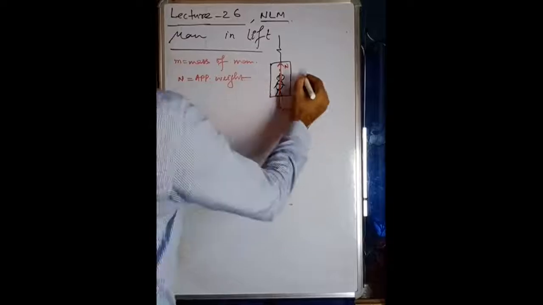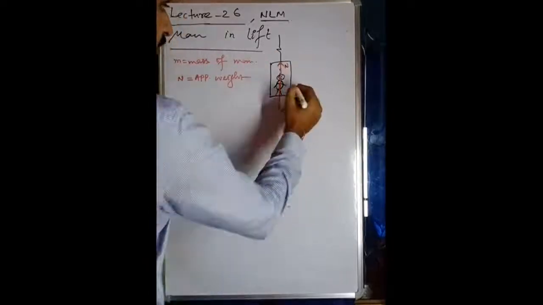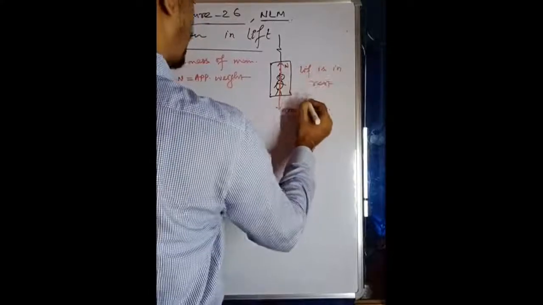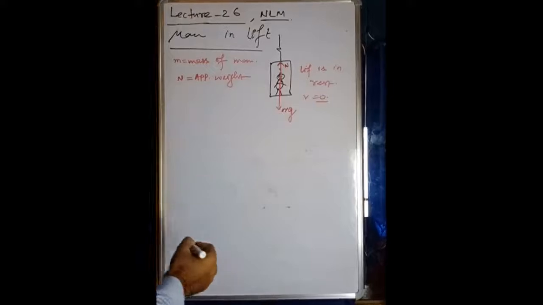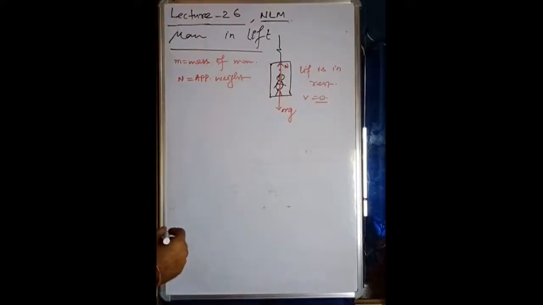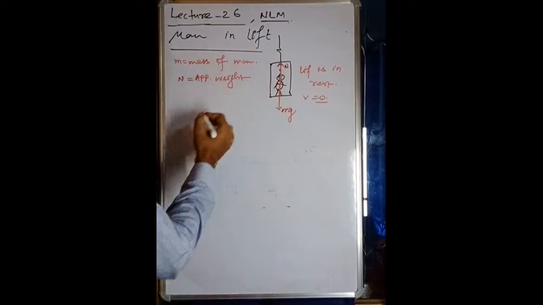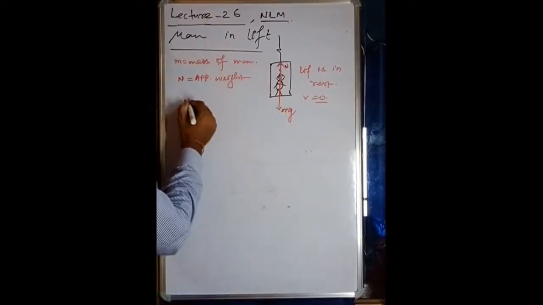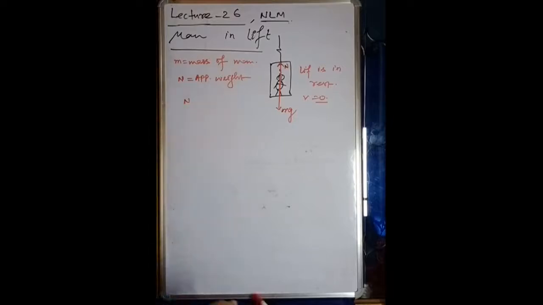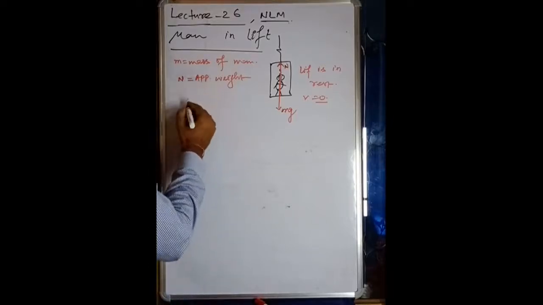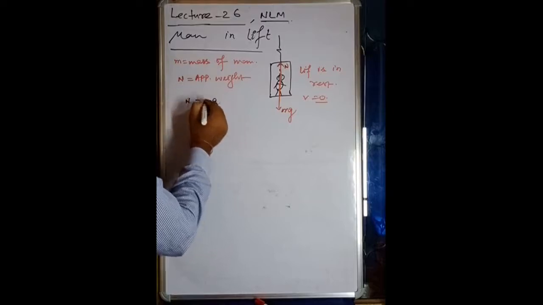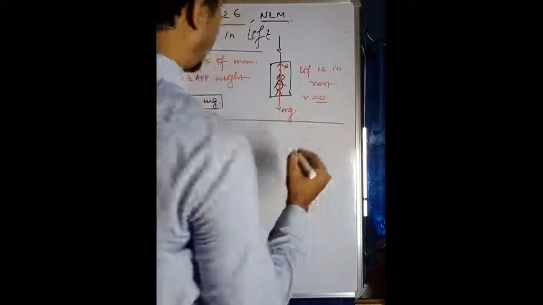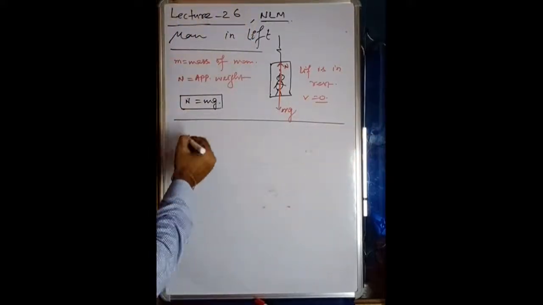Here the lift is at rest, that is, v is 0, and of course the acceleration is 0. Now we can write, using Newton's first law, sigma Fy equals 0, and this N can be written as equal to mg. So this is the actual weight of the man when the lift is not moving. Now case 1.